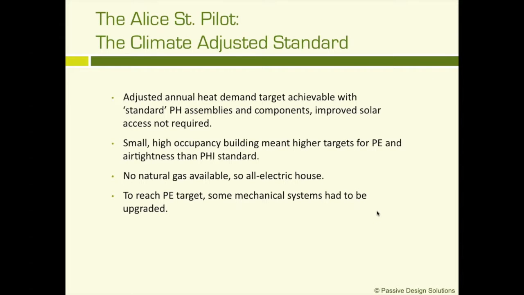So then when we worked as a pilot to the climate adjusted standard, the improved solar was not required. The small high occupancy of the building meant we were in better shape for the primary energy targets, and the air tightness because the building was quite a compact building shape, so we didn't have a huge surface area of building envelope. There's no natural gas available at the site, so this is an all-electric site, again pushing the primary energy target. So we needed to upgrade some mechanical system in order to achieve even the climate adjusted standard.